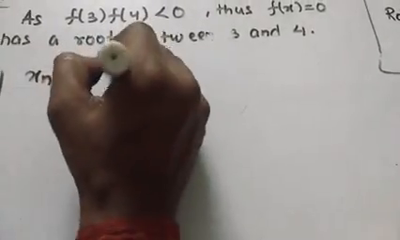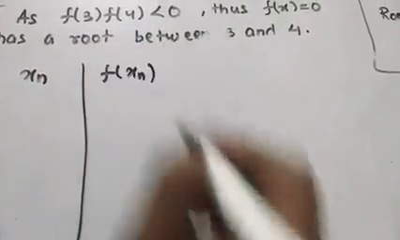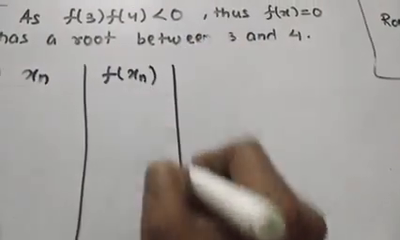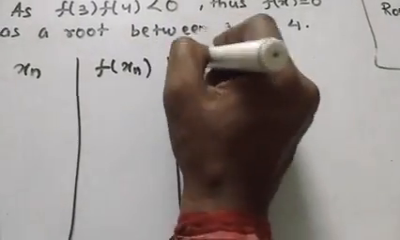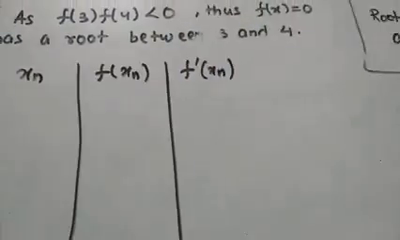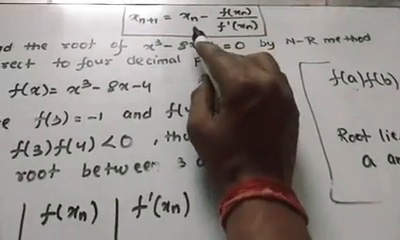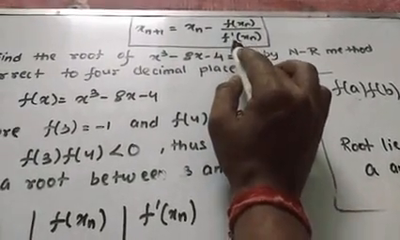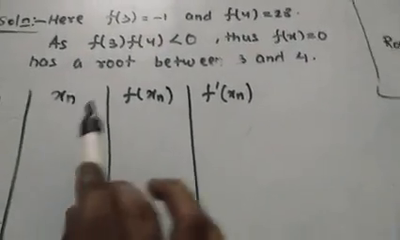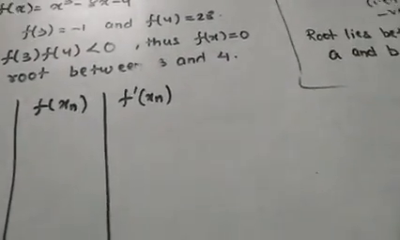Xn, the next will be f of xn, and then f dash of xn. So we have to find them according to the formula and proceed. First of all we have to find xn, f of xn, f dash of xn. Then what do we have to find next?